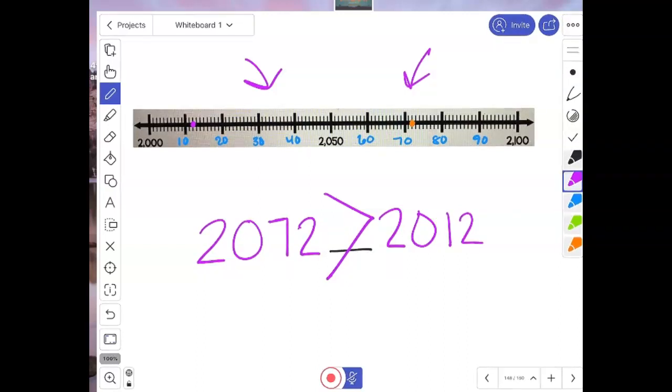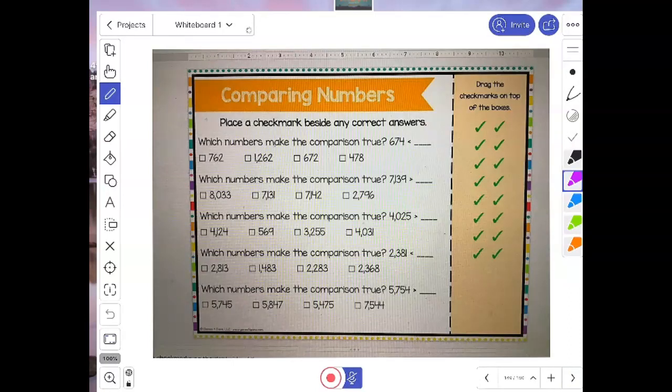Okay, I want to show you some other practice slides that are in there that you're going to do as part of this section, because I want to make sure that you understand the directions. So on one of your slides, it looks like this, and you've had slides like this before, but I've noticed that you guys get really stuck in this idea that there's only one right answer. Some of these have more than one correct answer, so you need to read carefully. Which numbers make this comparison true? 674 is less than what?